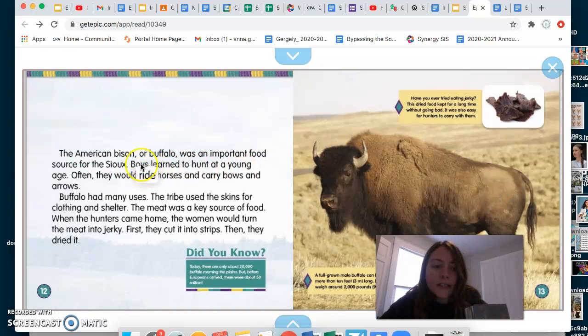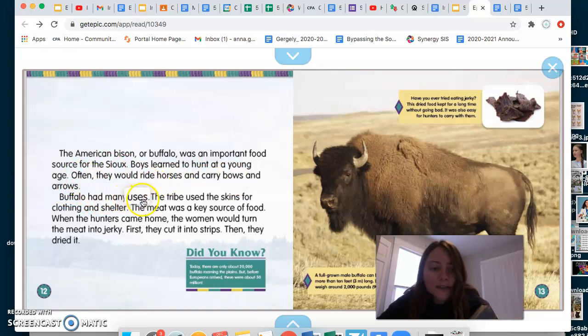The American bison or buffalo was an important food source for the Sioux. Boys learned to hunt at a young age. Often they would ride horses and carry bows and arrows. So another resource I see, horses. They used the horses to help them catch animals, and bows and arrows. So it's not necessarily just things you eat that are resources.